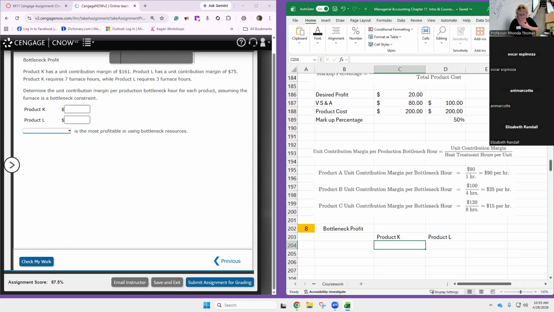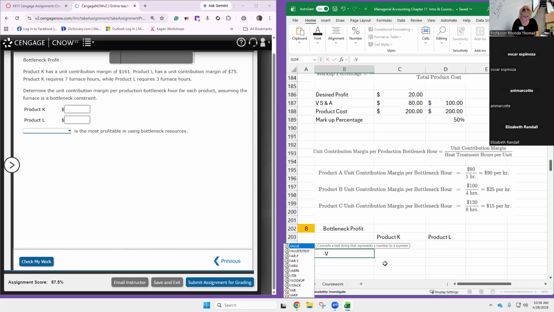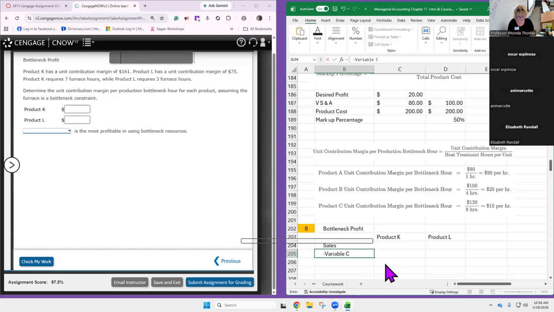Okay, let's put down what we know. So product K has a contribution margin. Remember, contribution margin is sales minus variable costs, right? So just for the fun of it, I want to put that down so we remember what it is. Sales minus variable costs gives you a contribution margin. Okay, contribution margin. So we're going to put that amount in there.